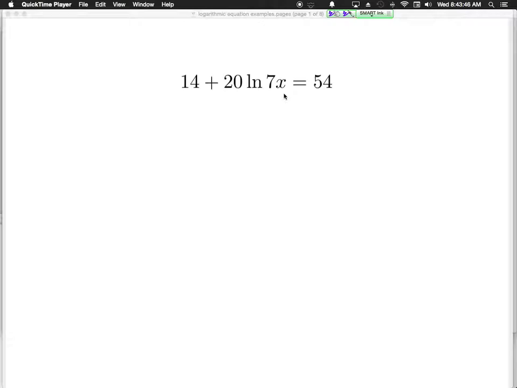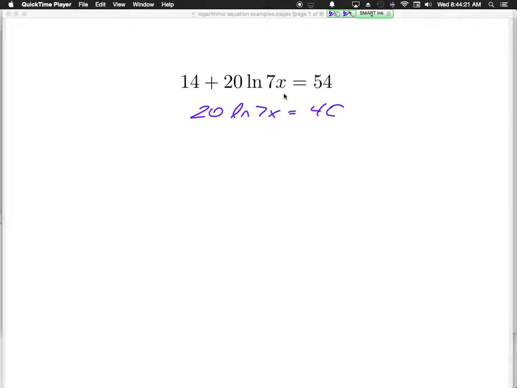So my first problem, I've got 14 plus 20 natural log of 7x equals 54. Thoughts on what we need to do to be able to solve this logarithmic equation? Get the logarithmic part by itself. In this case, you're going to identify this one as something that just has one log. If it's just got one log, get that log by itself. To do that, what do we do to get started? Subtract 14, so I have 20 natural log of 7x equals 40.